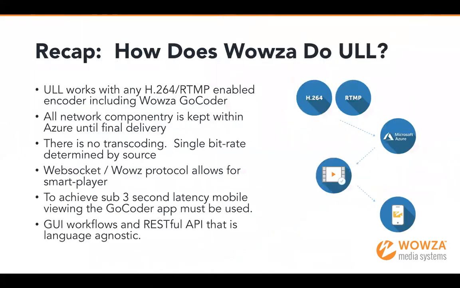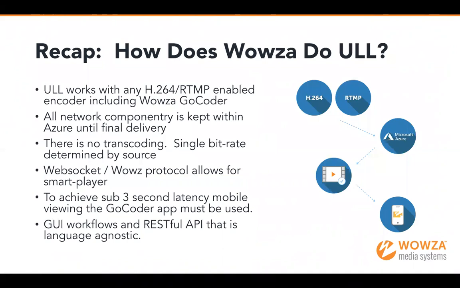Okay, so to recap real quick, and probably just a little bit further level of detail. Our ultra low latency workflows work with any H.264 RTMP enabled encoder. This means also you can fully use this with Wowza GoCoder. This is really great for user generated content if you wanted to do something like that in a social media type of aspect. We keep all network componentry within Azure until final delivery.